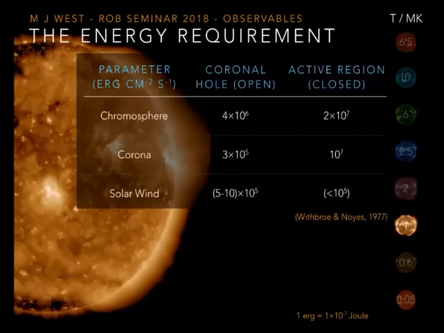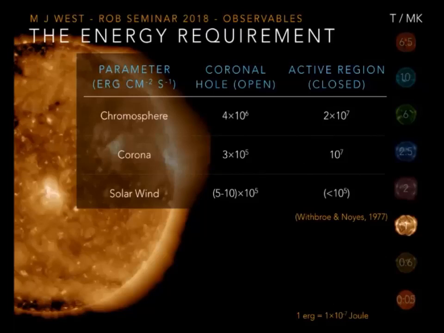Now, I apologize for the units up here. This is standard in coronal physics, where they use ergs per centimeter squared per second (erg cm^-2 s^-1). Just down here, a little cheat: 1 erg is 10^-7 joules. So you can get a rough idea of what these are. And the kind of numbers that we're looking at here, chromosphere, we're looking around 10^6 in coronal hole regions and 10^7 in active regions.